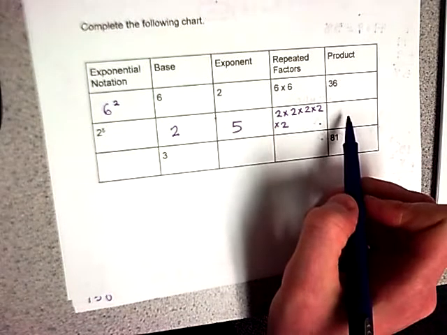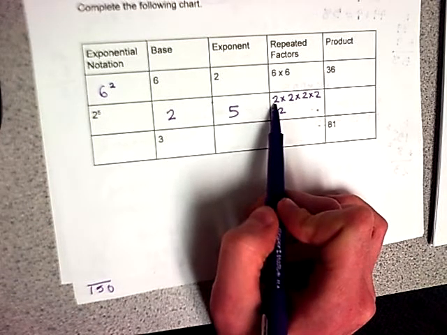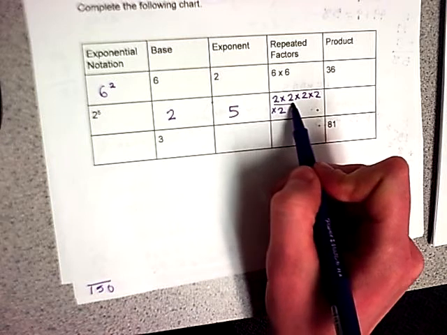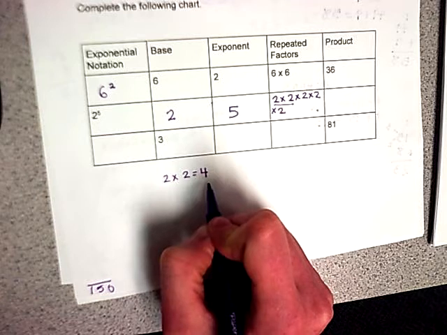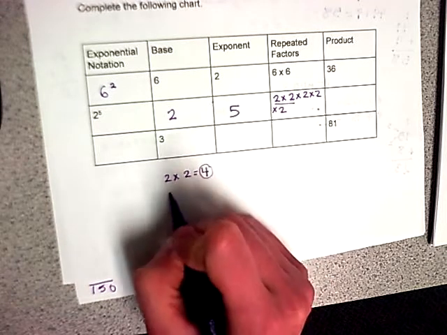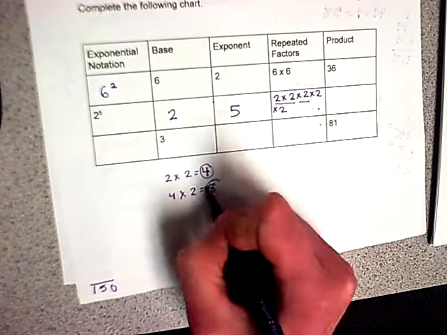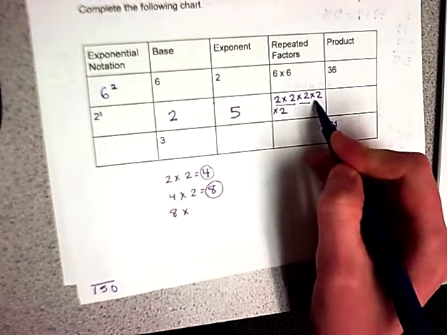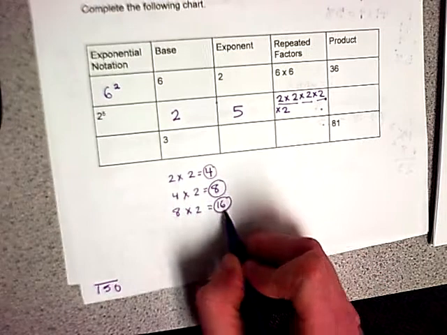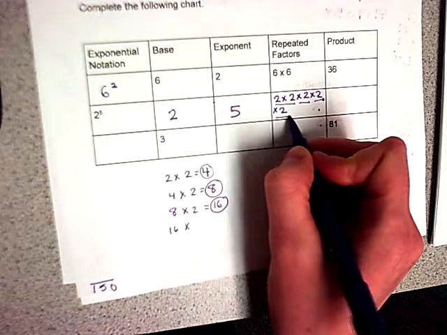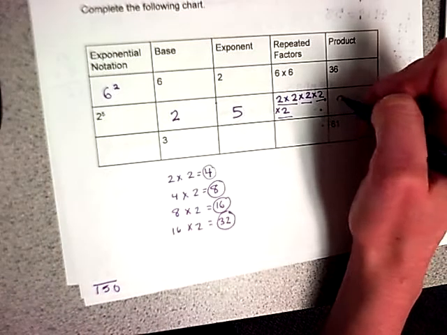Then the tricky part is finding out the product. Now for that we have to multiply, and we'll do it bit by bit. So I'm going to start with 2 times 2. That's 4. So 2 times 2 equals 4. Then I have to take the answer and multiply that by 2. That's 8. Take this answer, multiply it by 2, and that's 16. Take that answer and multiply it by 2, and that's 32. So my product is 32.